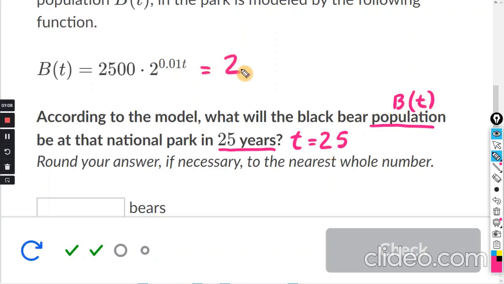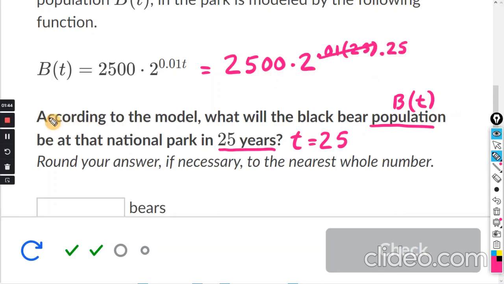So it's going to be 2,500 times 2 to the power of 0.01 times t, which is 25. Okay, so 0.01 just moves the decimal place over 2 places on the 25. So 0.01 times 25, that's the same as 0.25. So that is the exponent on the number 2.